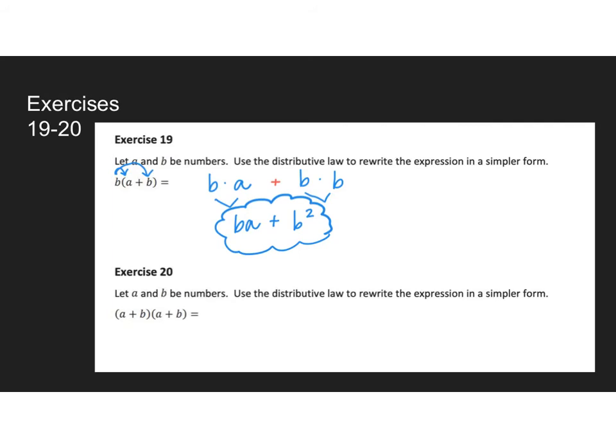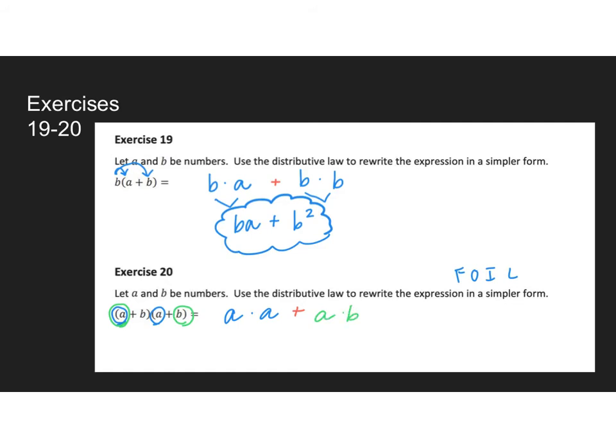And then exercise 20, it says use the distributive law to rewrite the expression in a simpler form. So we've very rarely done distribution where we have two things we're multiplying. But you do this thing, and you'll learn it in high school, called FOIL. And if you don't figure it out right now, don't freak out. FOIL. F means first. So we're going to multiply our first numbers together. A times A. Okay. Keep our plus sign. O means outside. So we're going to do our outside, plus A times B.